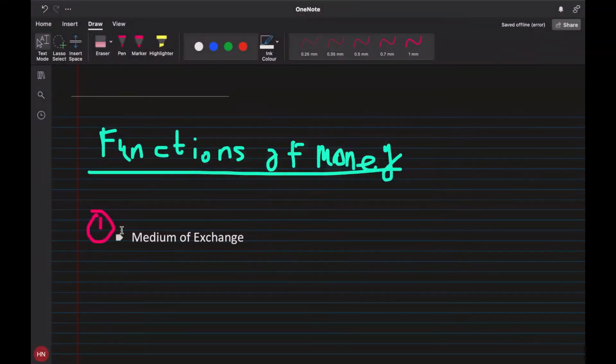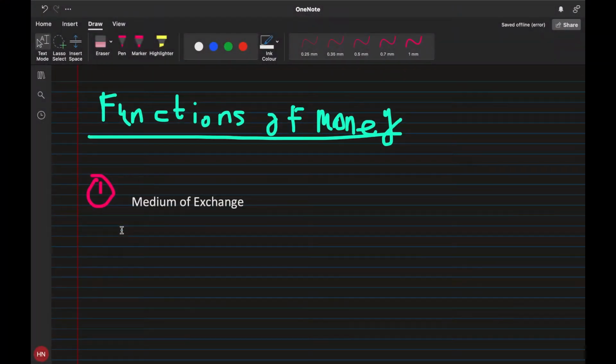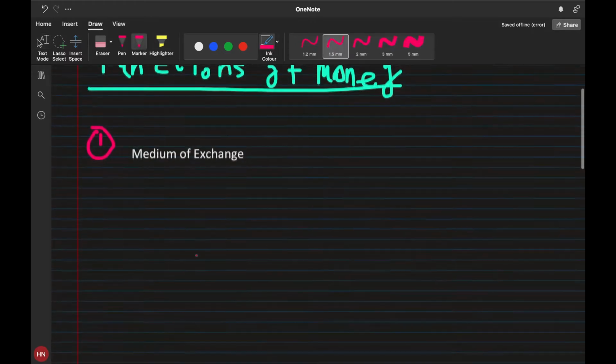discussing the different functions of money. The first function that we will be discussing is the medium of exchange. So money acts as a medium of exchange, which basically means that money can be used as a medium of exchange. I mean, that is the definition. But I'm going to give an example to explain this properly.